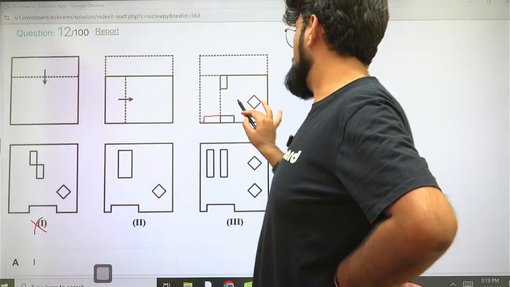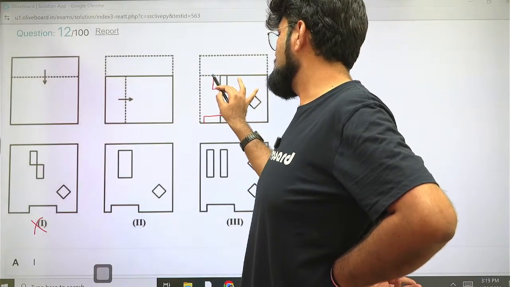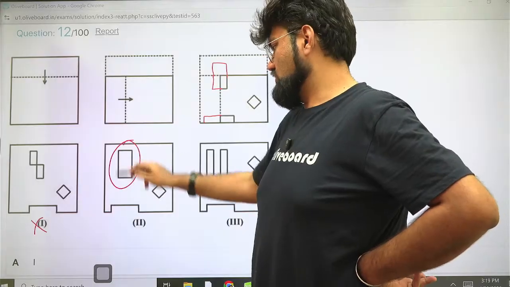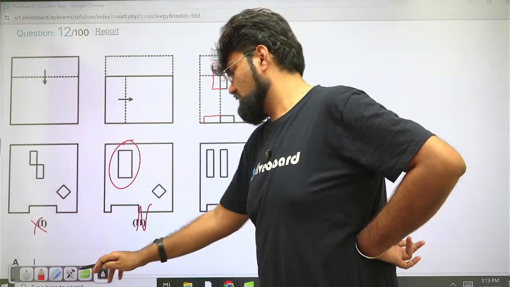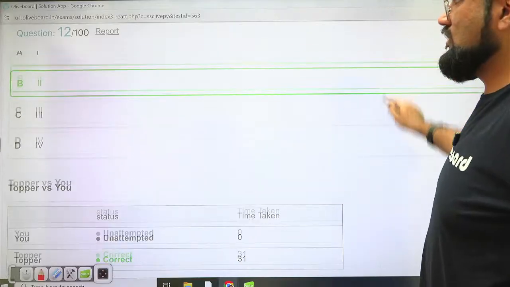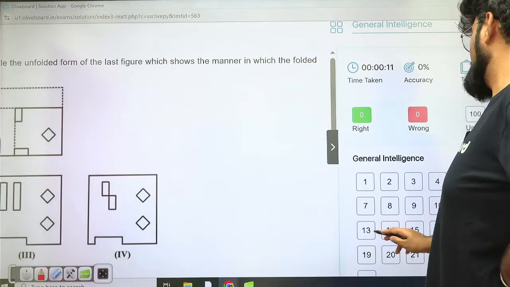The kite is not helping out, and this here will be completing like this, and when I open it on the top, it will complete it like this. So which is only there in option 2. So figure 2 is my correct answer. Yeah, cool. 31 seconds, decent, not bad.